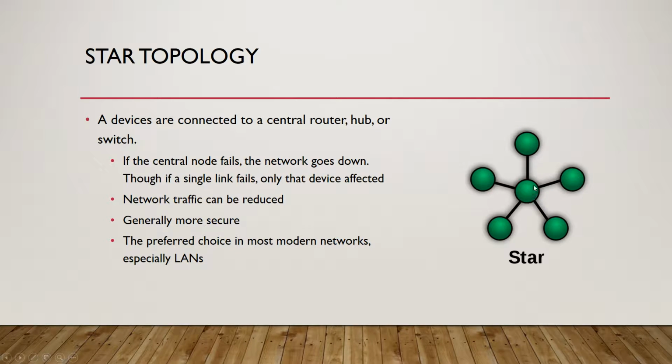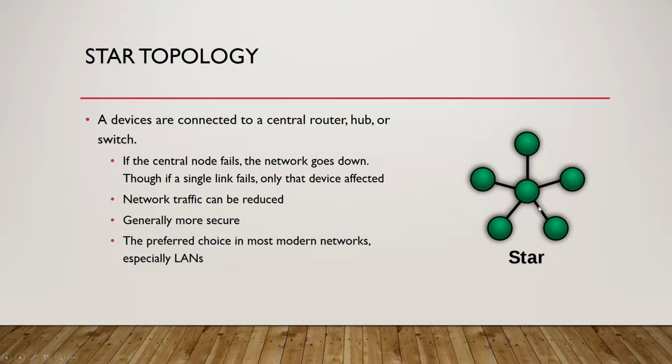You've got one central device, the hub, and you've got the spokes that come off, and each node is connected to one central device. If this central device fails, everything fails in that network. There's no getting away from it. However, if this top cable is broken, only the top device loses connectivity.